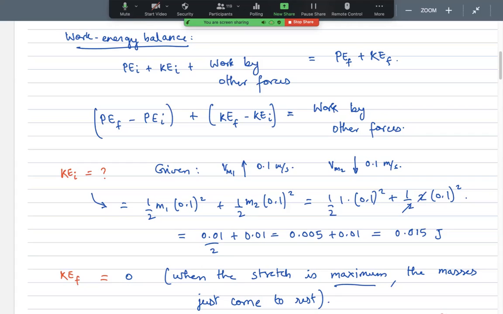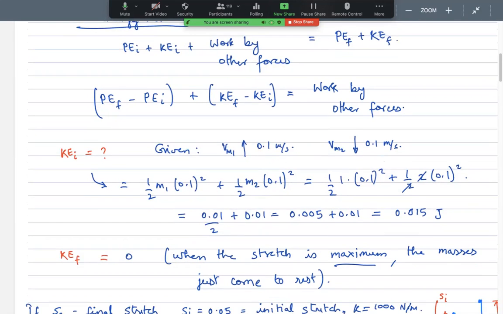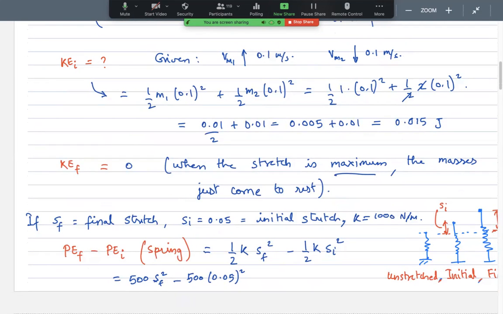Let's go with kinetic energy initial. We are told the velocity of the masses, up and down, half m v square, half m v square. We plug in the numbers and we get this quantity. And then as we just discussed, K final is going to be equal to 0, because when the stretch is maximum, the masses momentarily come to rest and then start returning back. So K final at the moment of maximum stretch equals 0.